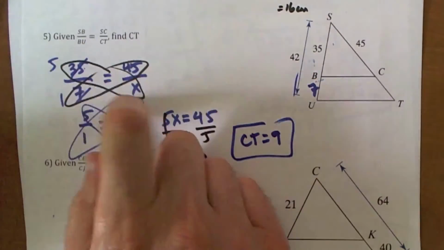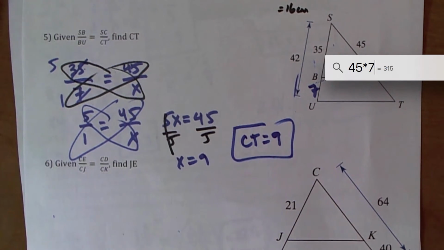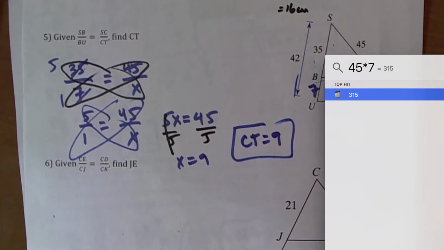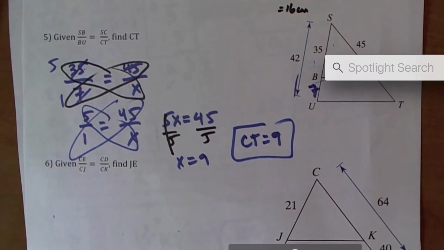If I'd used these large numbers, I'd have to do 45 times 7, which is 315, and then divide that by 35, excuse me. Divide by 35, which would be 9, right? But that's a lot more work.